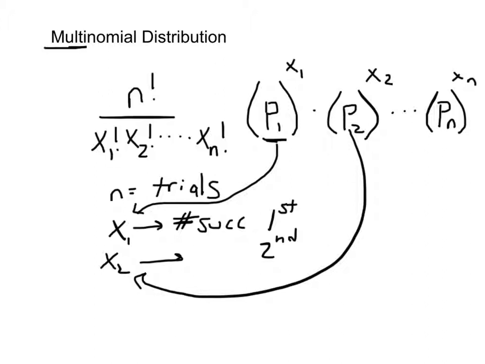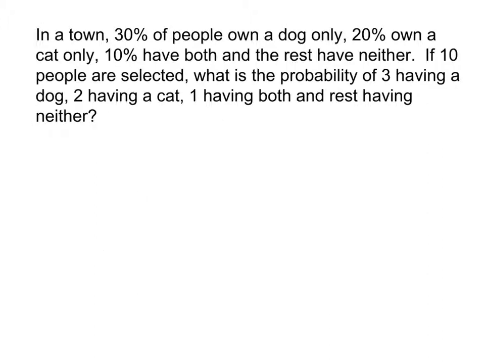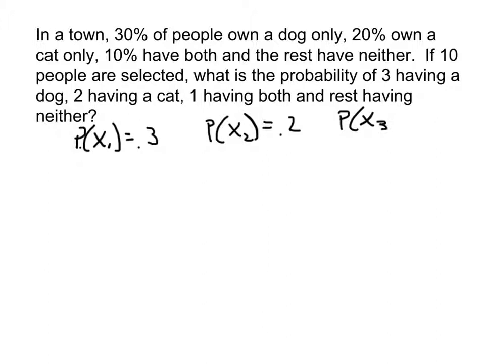Let's look at one example, because this will make a lot more sense with an example. In this situation, I have four things that could happen here. I have the people that have a dog. The probability of that happening is 0.3. The probability that they have just a cat. The probability that they have both. And then because it says everything left over, the probability that they'll have neither. Remember, all these have to add up to 1.